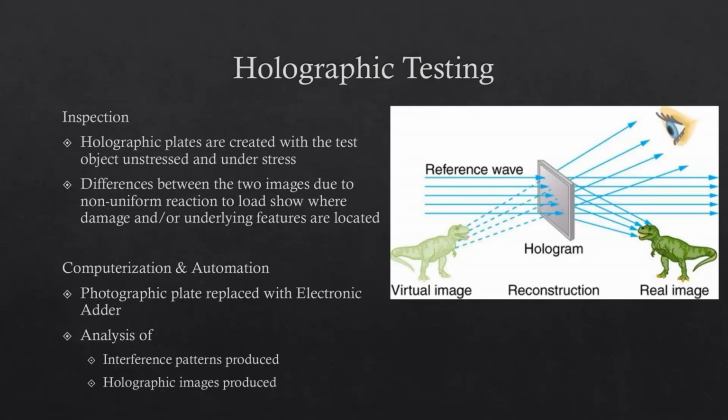Or with a computer, you replace the photographic plate with something called an electronic adder. It's basically a fancy term for a device that can measure that constructive and destructive interference. And then you can analyze the interference patterns that are produced, and you can compare the interference patterns of the non-stressed object with the same object under stress.